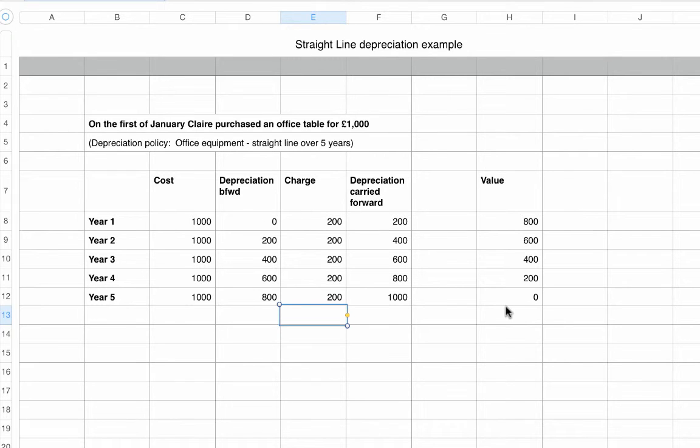Businesses are allowed to choose their own depreciation policy, and straight line is great for assets that you expect to depreciate evenly over their lifetime. So office equipment, well, yeah, okay, you could say that straight line would be appropriate. Cars, on the other hand, are likely to depreciate more at the beginning of their life than at the end. They say, don't they, as soon as you drive a car off the forecourt, you lose 20% of its value. So in this case, you wouldn't use depreciation over a straight line basis for cars.